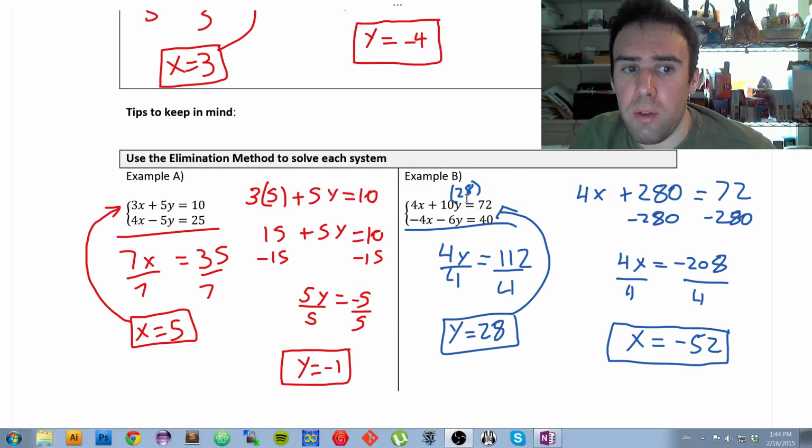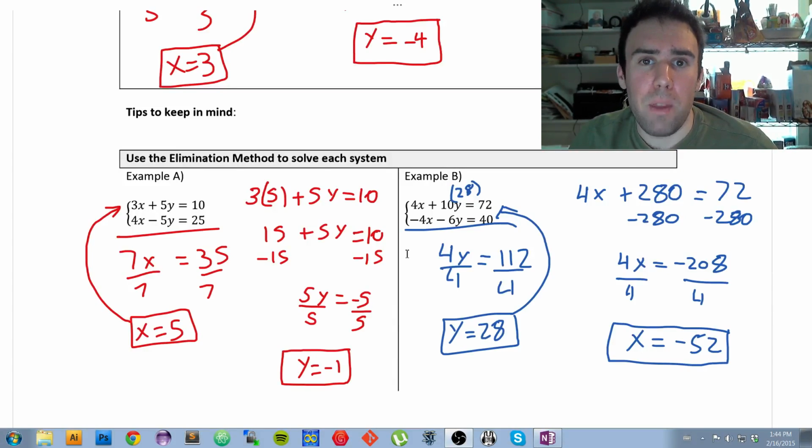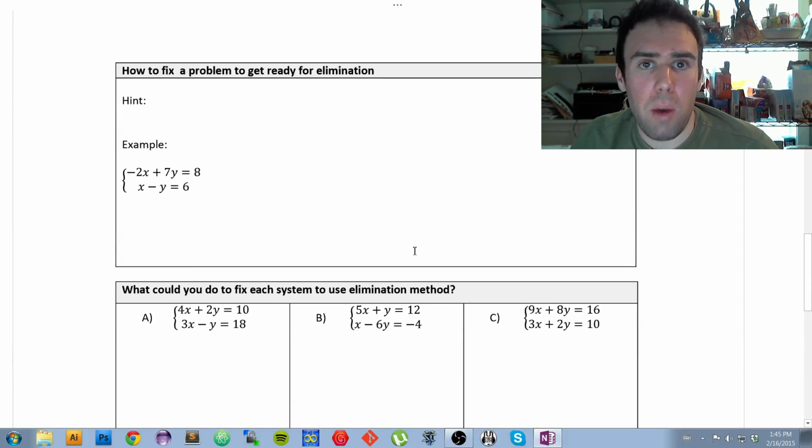Just like with graphing and substitution, we had some beginning problems that were ready to use right off the bat. But all problems don't stay that way. So we might need to fix some of these equations to get them ready for the elimination method. And that's what we're going to talk about right here.